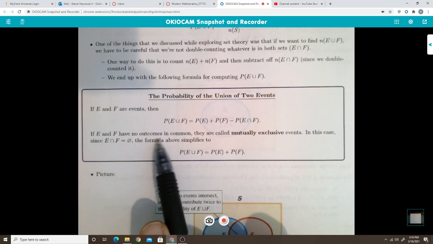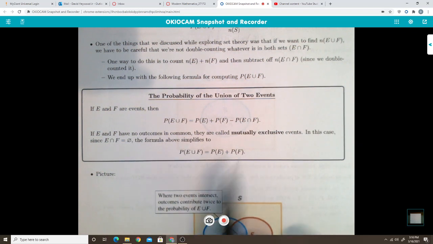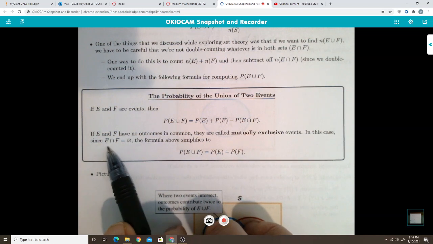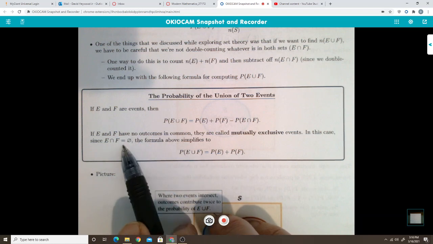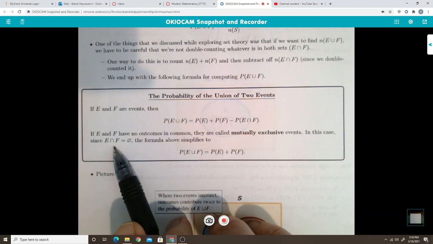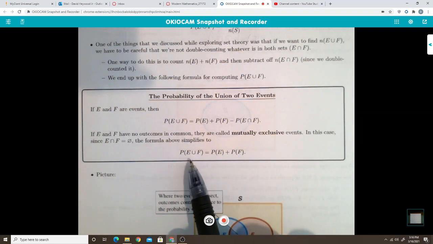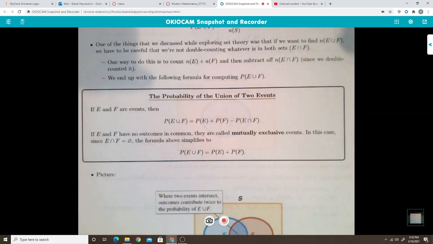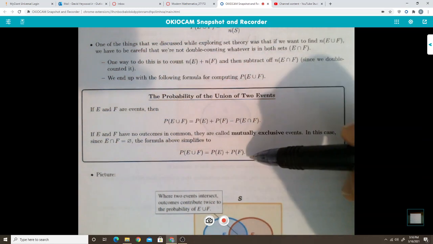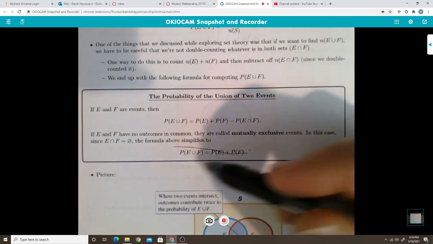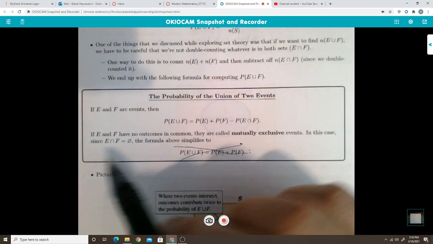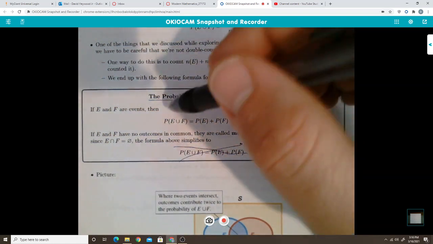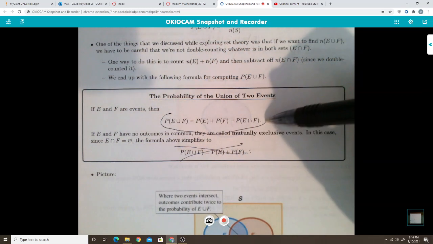Now, if E and F have no outcomes in common, then we call those mutually exclusive events. And in this case, the intersection of E and F would be empty because they don't have anything in common. And so the probability of E and F would be 0, right? And so this formula would just simplify down to this. My advice would be ignore this one. A lot of times students want to jump straight to this formula, but you can only use this formula if you know that E and F are mutually exclusive. Otherwise, you should use this formula.